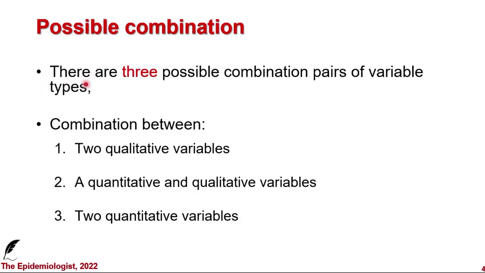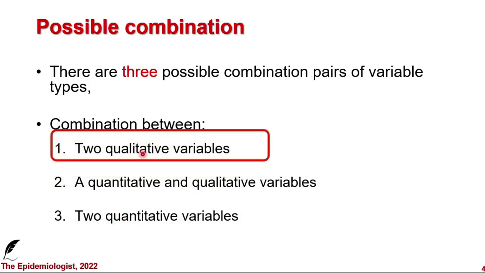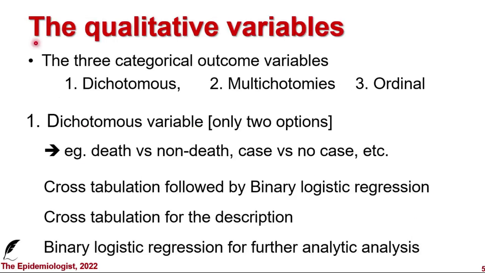What possible combination exists? As in the previous video, there are 3 possible combinations of variable types. These include a combination of first, when the 2 variables are qualitative, that is, when the predictor and the outcome variables are qualitative. The second is when one is a quantitative and the other a qualitative variable, especially when the outcome variable is quantitative. The third possible combination would be when both variables are quantitative or continuous. This session will deal with a combination of 2 qualitative variables. How to deal when both variables are qualitative.